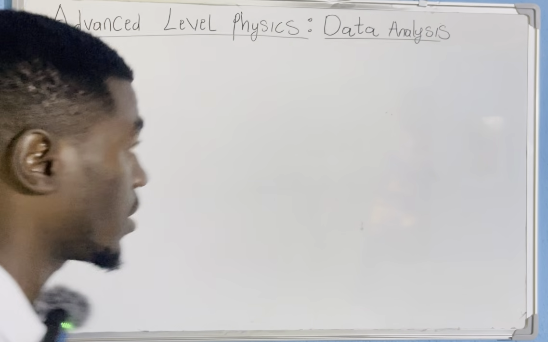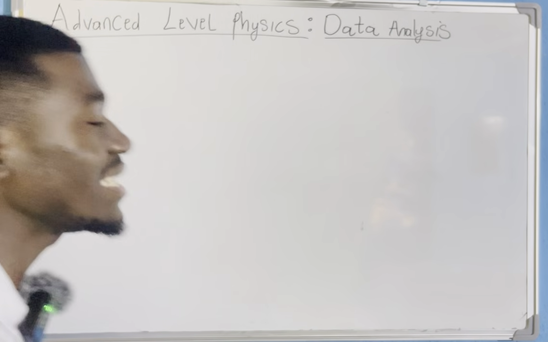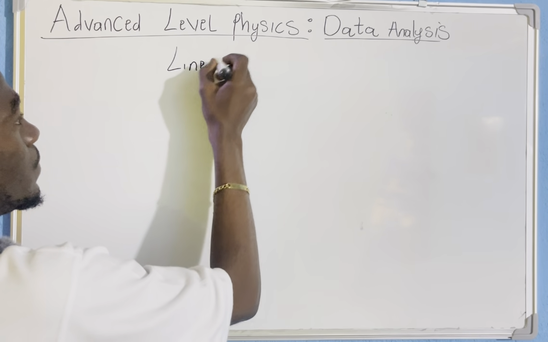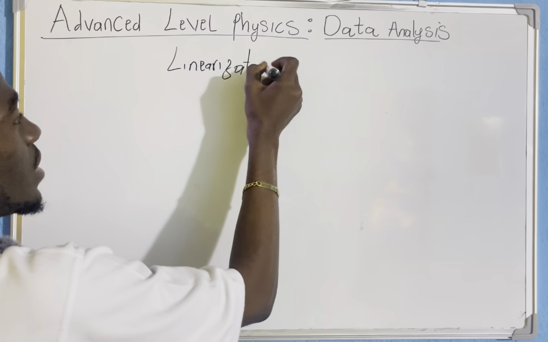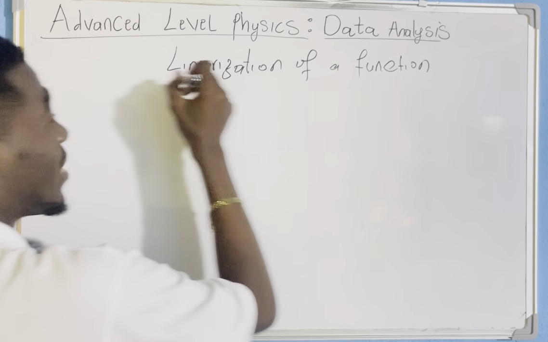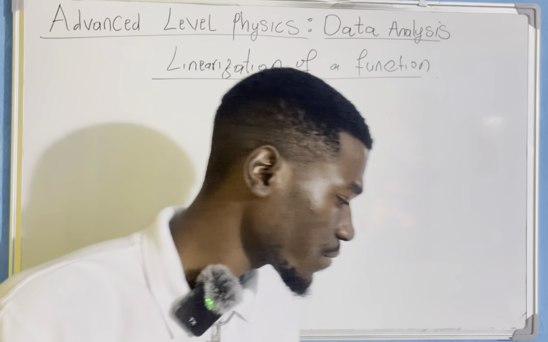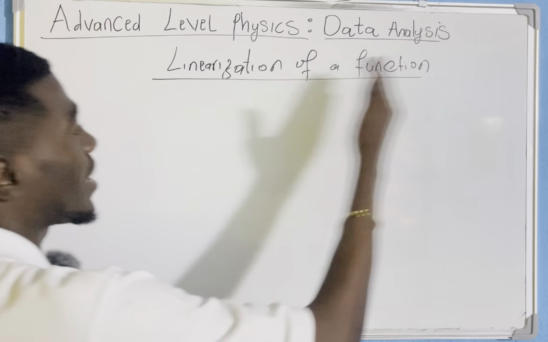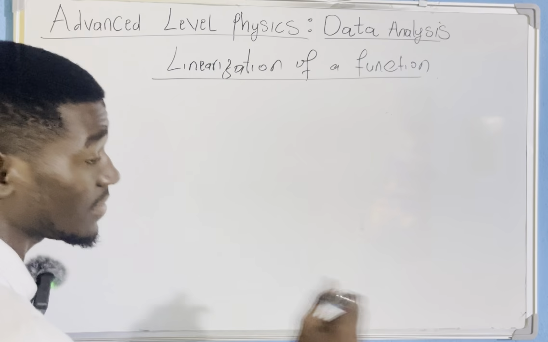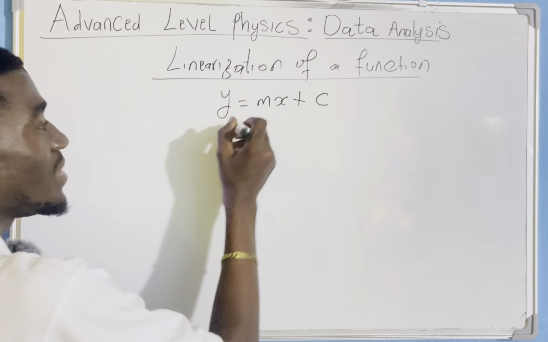Now, as usual, under data analysis, the most important thing is linearization. Linearizing a function. So what is the meaning of linearizing? Linearization of a function or of a physical equation. It can be a function, it can be a physical equation. What does it mean, linearizing? Linearizing means putting the function or the physical equation in the form y equals mx plus c. That is the meaning of linearizing.